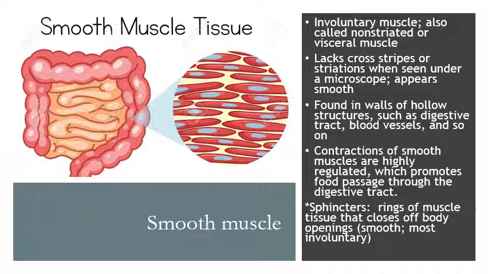The contractions of the smooth muscle are highly irregular. They promote food passage throughout the digestive tract. And when we talk about sphincters, they are a ring of muscle tissue that closes off openings in the body, and it is smooth, and most are involuntary.